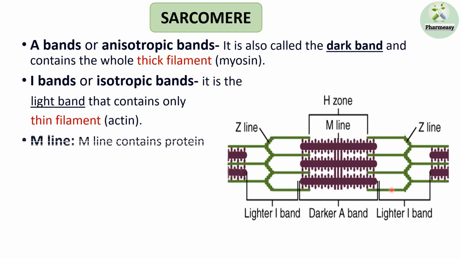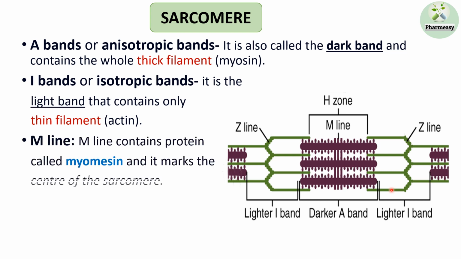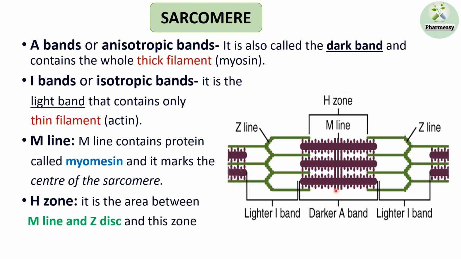M line is the middle line which contains protein called myosin. It is the center of the sarcomere. H zone. It is the area between M line and Z disc. And this zone contains only myosin, meaning thick filament. As the diagram shows, this is the H zone which is present between M line and Z disc. And it has only myosin filament.